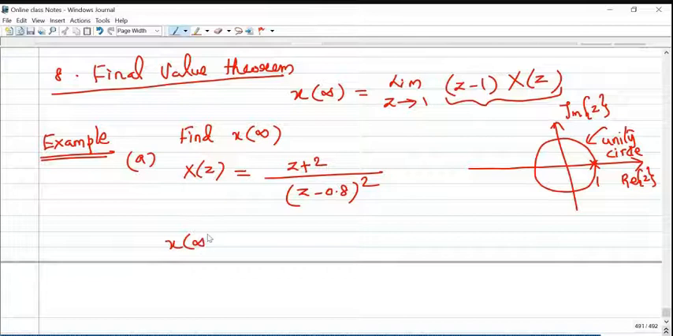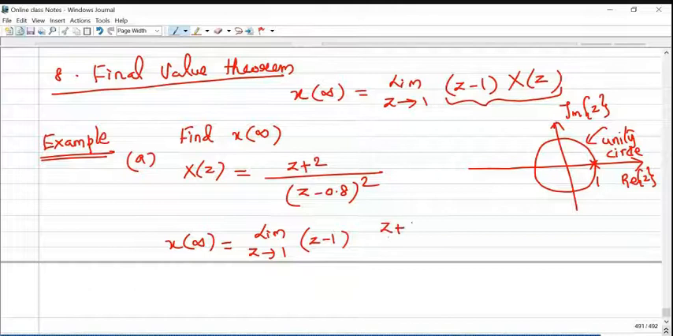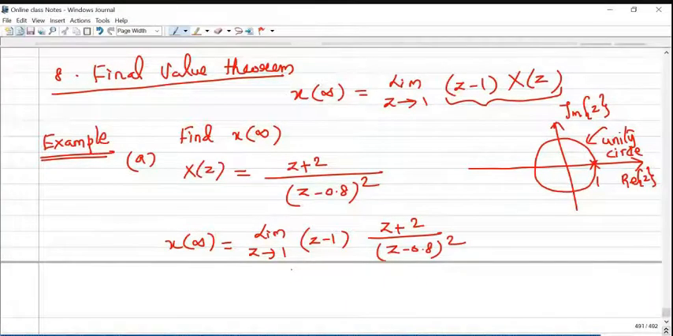So x of infinity equals limit z tends to 1, (z minus 1)(z plus 2) divided by (z minus 0.8) squared. First check whether there is any possibility of cancelling this z minus 1. In this example, not possible. So anyway, finally we have to substitute z tends to 1. So 1 minus 1 is 0, and 0 multiplied with anything gives 0.